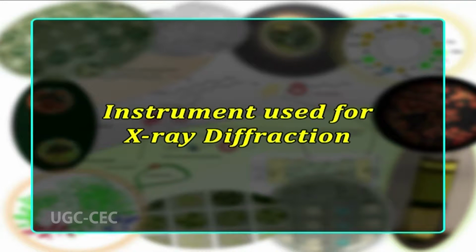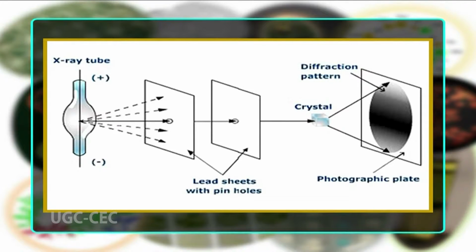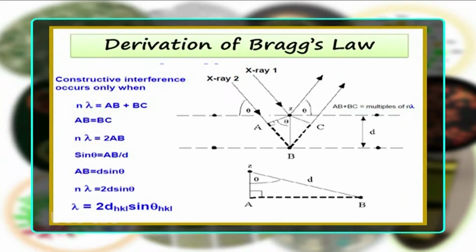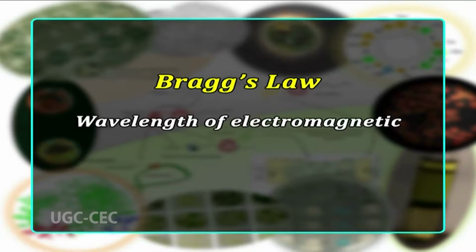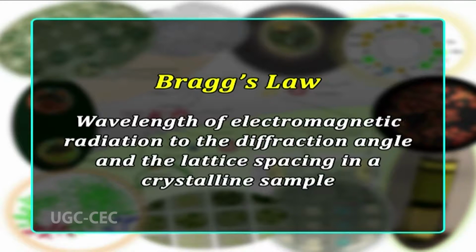The instrument used for X-ray diffraction. XRD analysis is based on the constructive interference of monochromatic X-rays and a crystalline sample. The X-rays are generated by a cathode ray tube, filtered to produce monochromatic radiation, collimated to concentrate, and directed towards the sample. The interaction of the incident rays with the sample produces constructive interference when conditions satisfy Bragg's law. This law relates the wavelength of an electromagnetic radiation to the diffraction angle and the lattice spacing in a crystalline sample.